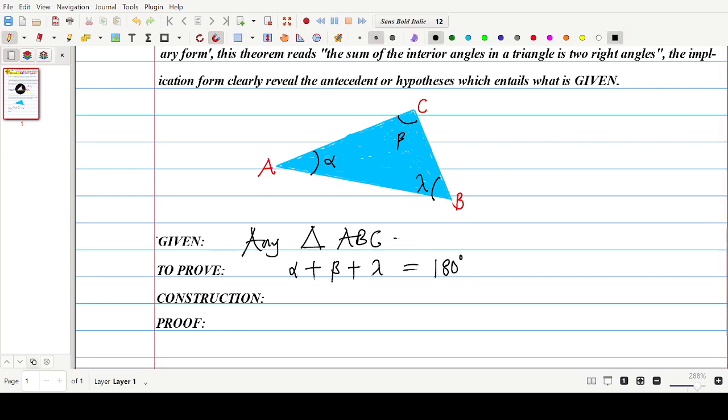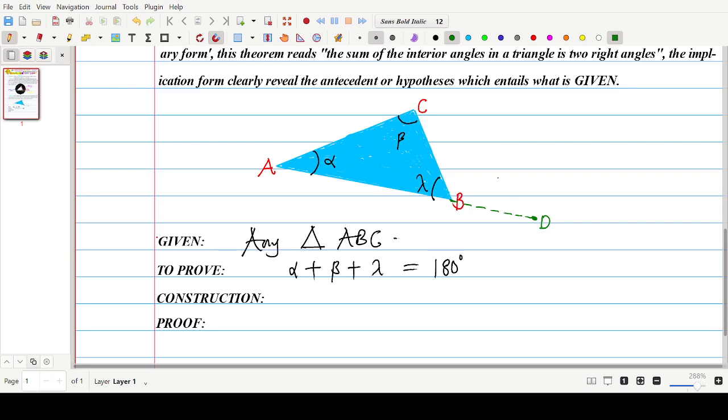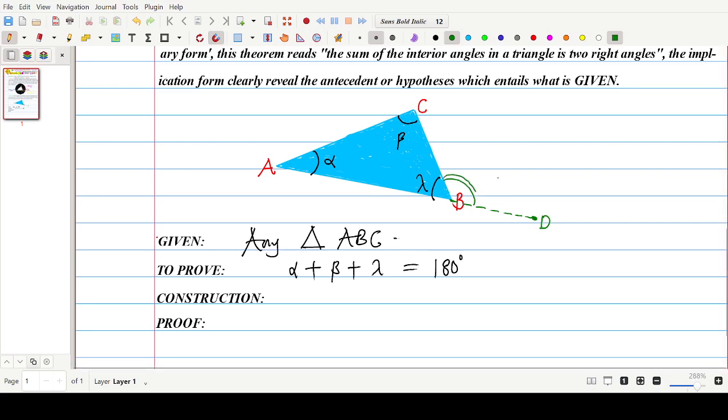So if I do that, let me take this pen. All right. If I do that, I shall be having this. Look at this. So I will call this point D. All right, so if you observe carefully, this angle here is now an exterior angle because it's in the exterior of the triangle. That is angle DBC, or you can call it angle CBD.